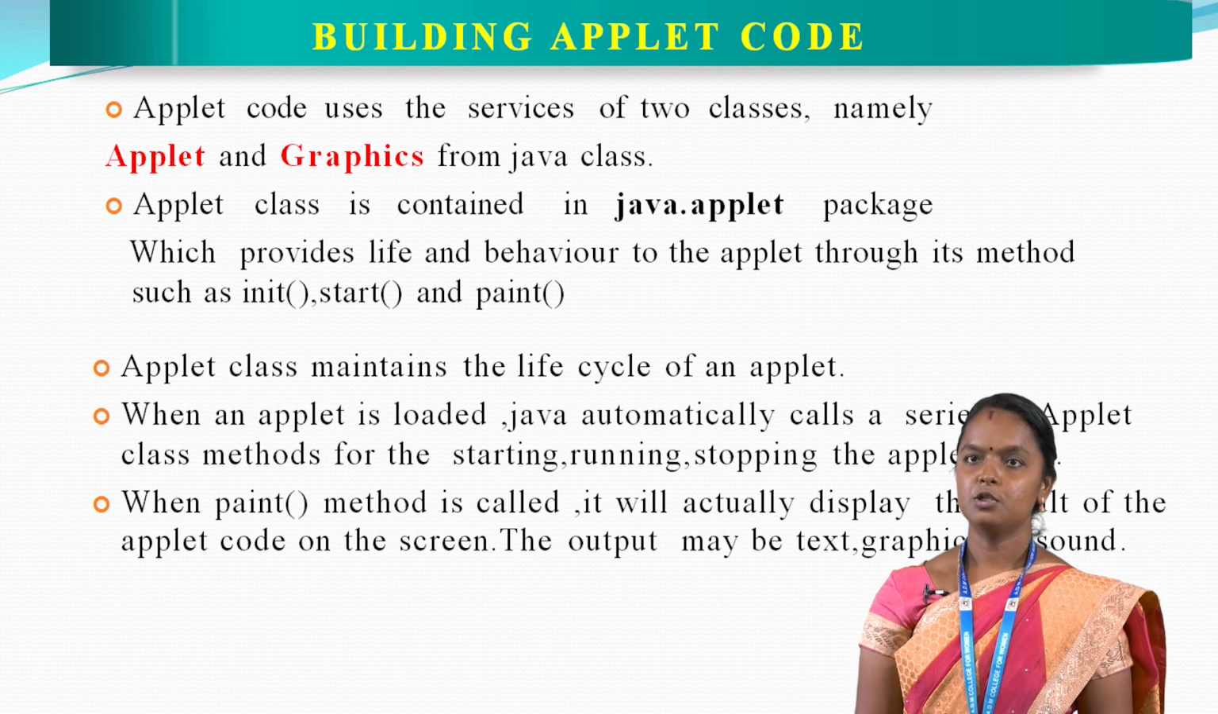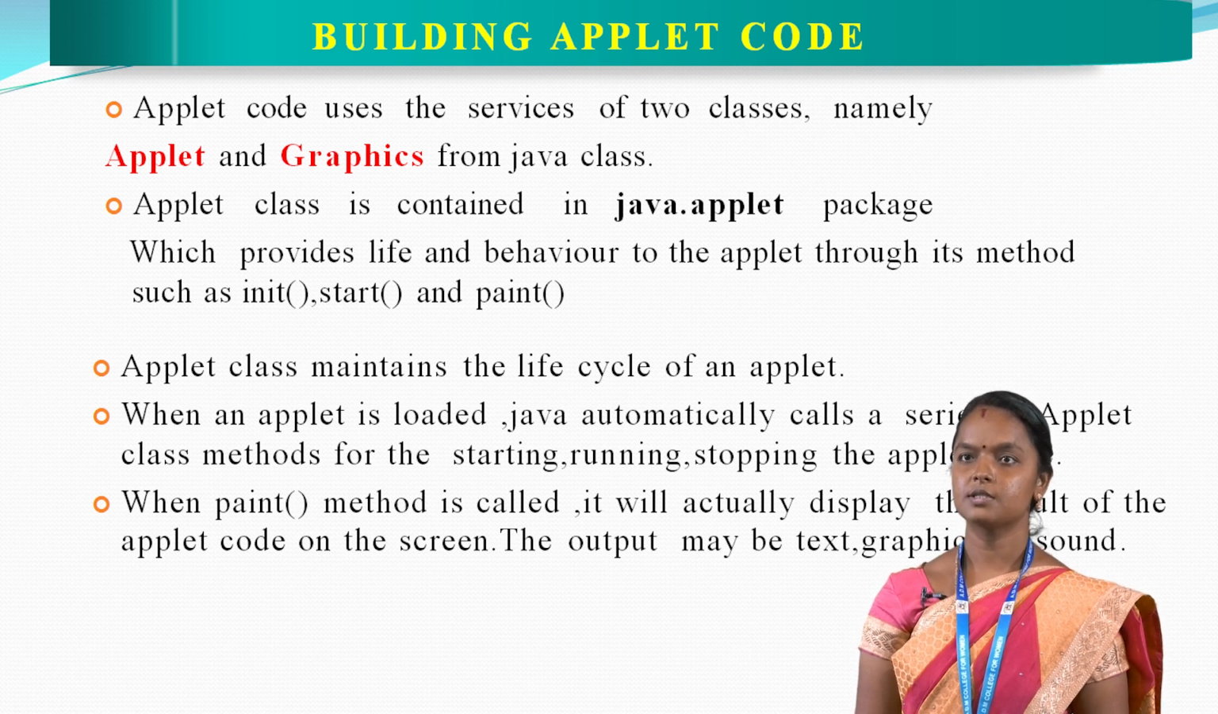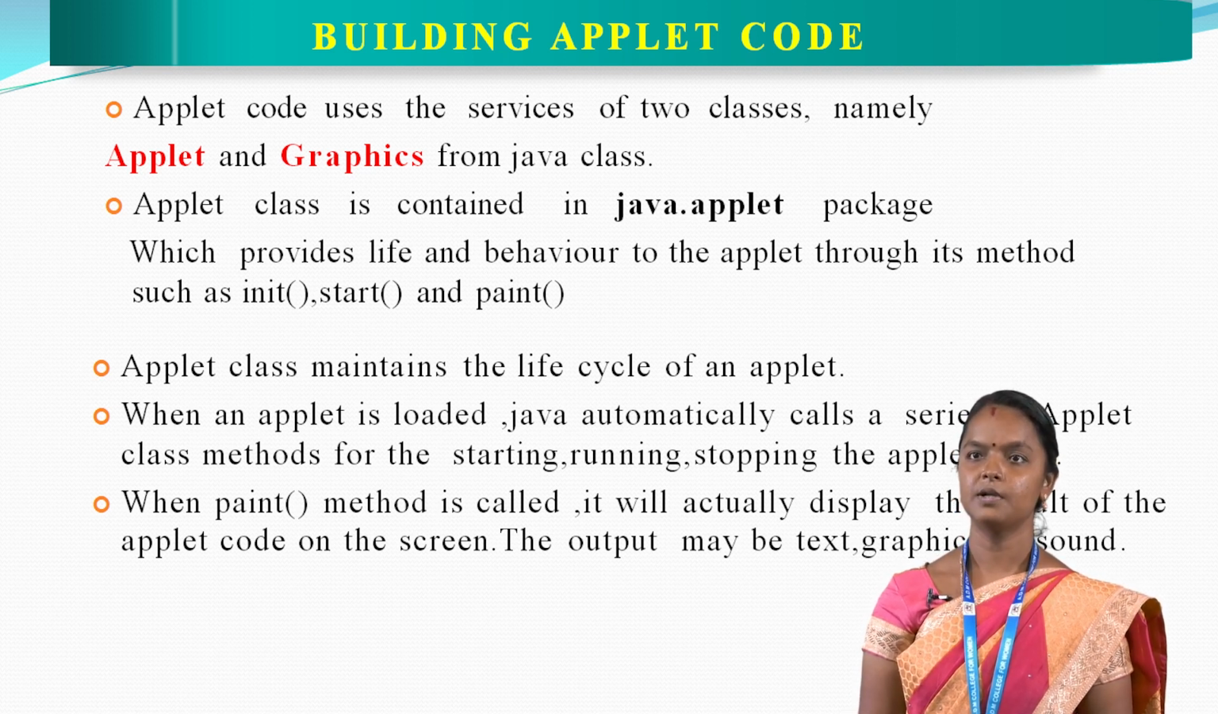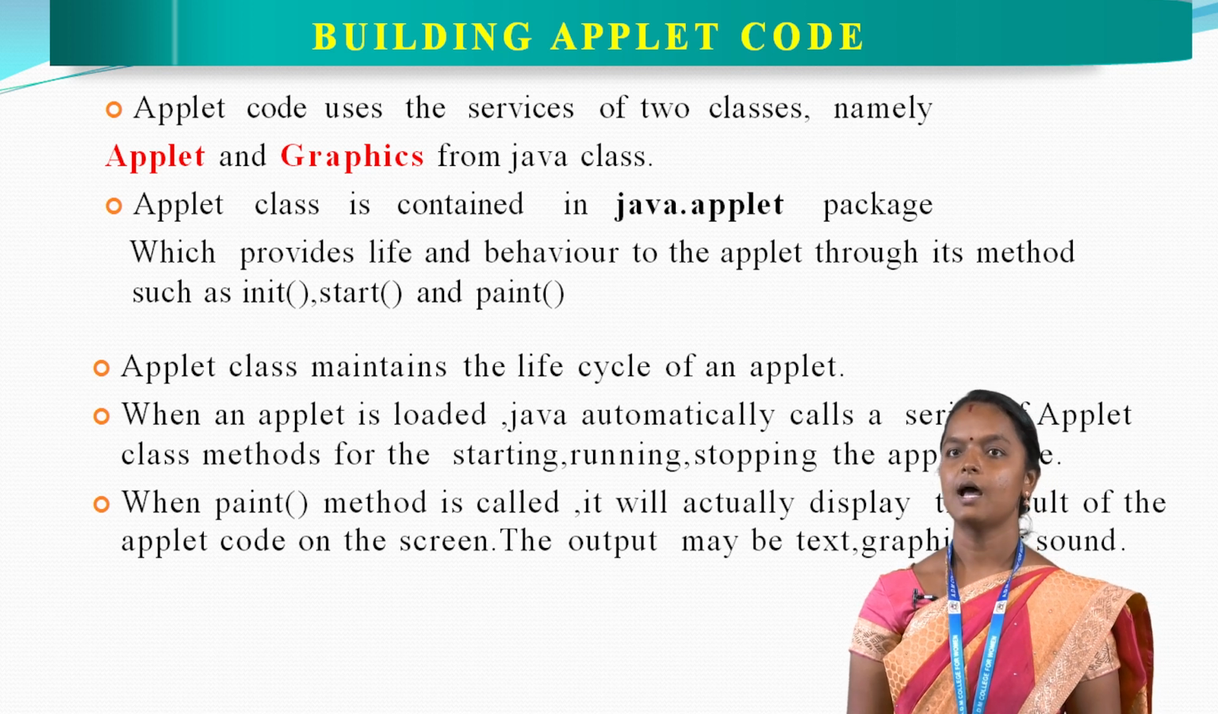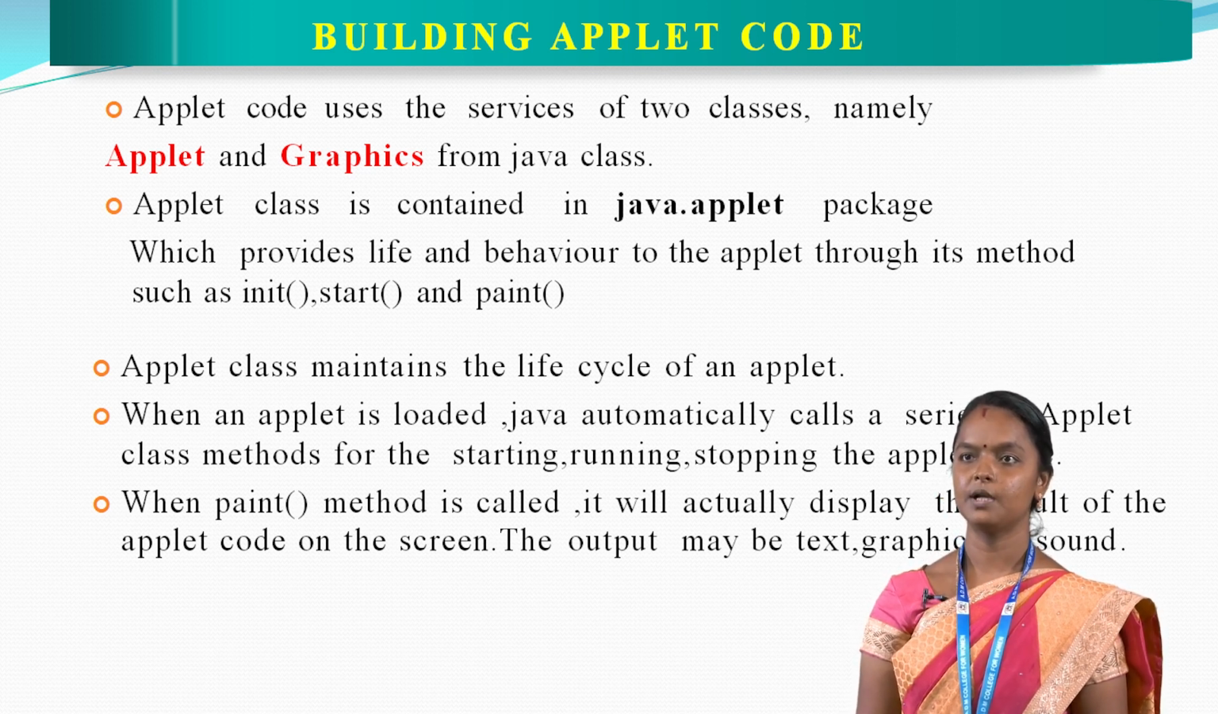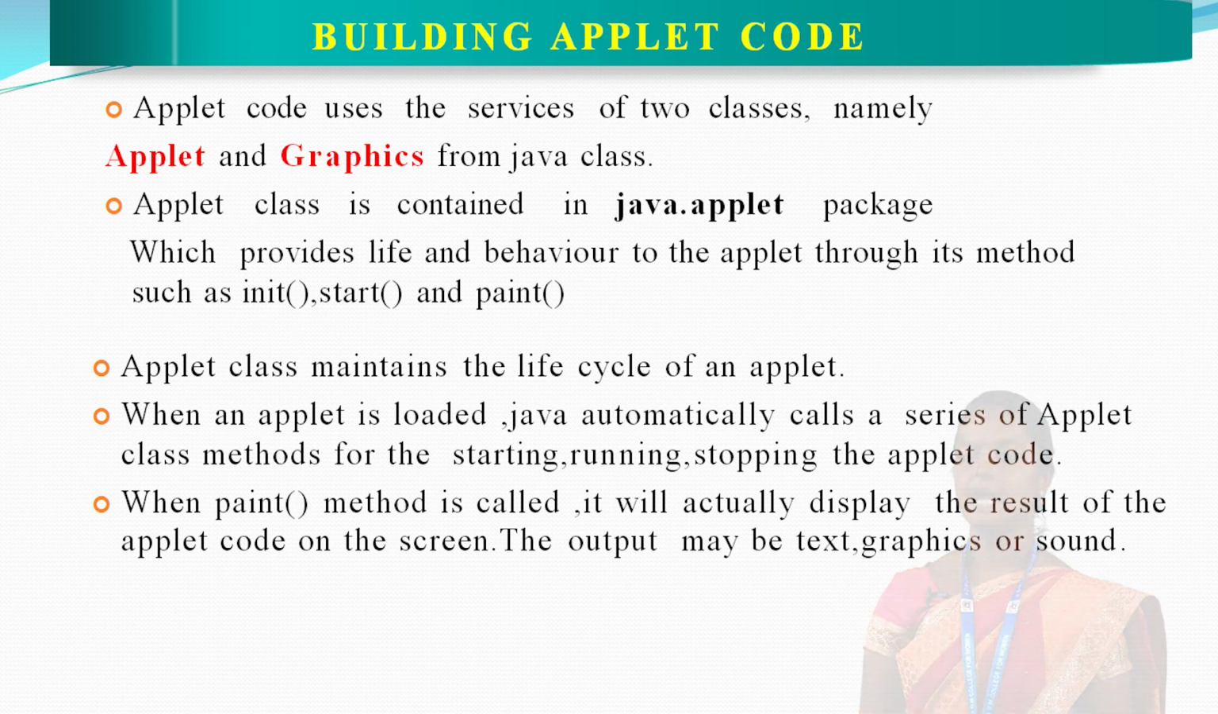Next, building the applet code. Applet code uses the services of 2 classes, namely Applet and Graphics from the Java class library. The Applet class is contained in the java.applet package, which provides life and behavior to the applet through its methods such as init, start and paint. The Applet class maintains the life cycle of an applet. When an applet is loaded, Java automatically calls a series of Applet class methods for starting, running and stopping the applet code. When the paint method is called, it will actually display the result of the applet code on the screen. The output may be text, graphics or sound.